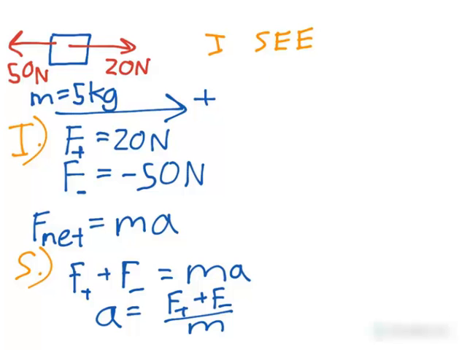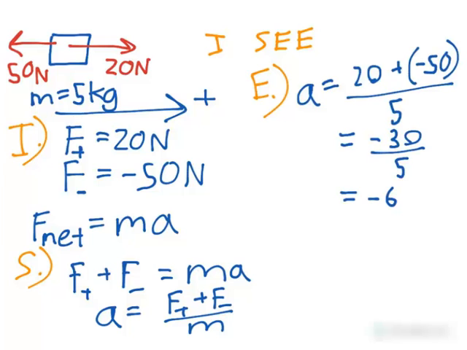All we have to do now is the next step of E, to go ahead and execute. This is basically just doing the math. So if we plug in the values that we have for a, this is what we get. We get acceleration is equal to 20 plus a negative 50 divided by 5, which equals negative 30 divided by 5, which then equals negative 6.